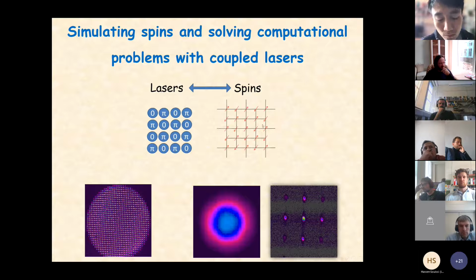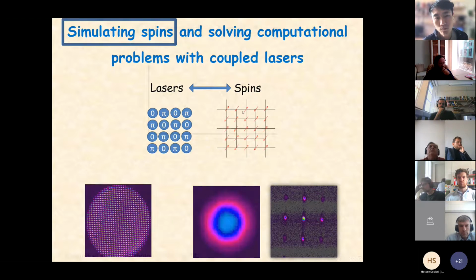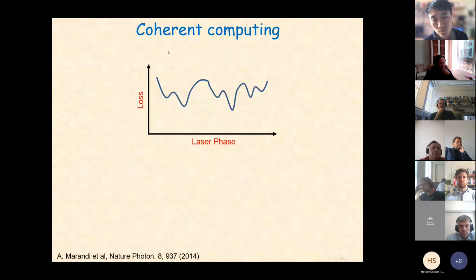Of course, we are not the only one. This is now an emerging field, and it even has a name. It's called coherent computing. Coherent because we are relying on the phases and the coherence between the phases, and computing because the mapping into the spins will allow us to solve computational problems. And the general idea is captured in this illustrative figure, which is taken from the group of Yamamoto, which I think were one of the pioneers of this field, as I'm sure many of you know.